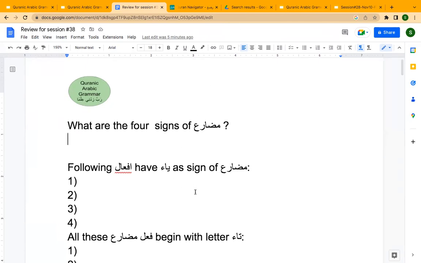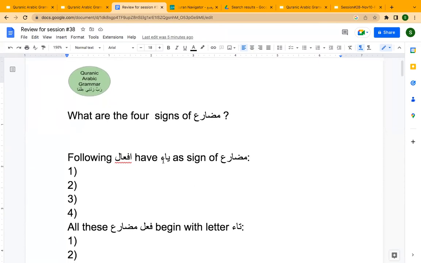So the next question is, following af'al have Ya as sign of Mudare. So what are those following? What should I write there? Start with, do you need help? Do you want to see the table? The sign Ya. So yes, you can say yansuru. If you just go back to your table, if you just want to write yansuru, that is going to be the right way to do it.